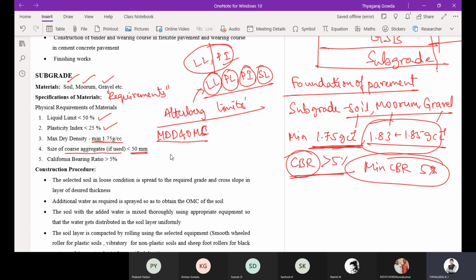These are some material specifications. That is, liquid limit less than 50%, PI less than 25%. Dry density minimum is 1.75 gram per cc. Then size of coarse aggregates, if used in the subgrade soil, it is less than 50 mm. Then California bearing ratio. The CBR value should be greater than 5%. CBR value should be greater than 5%. These are the material specifications.